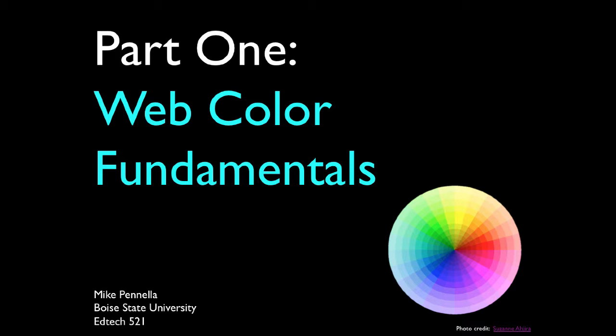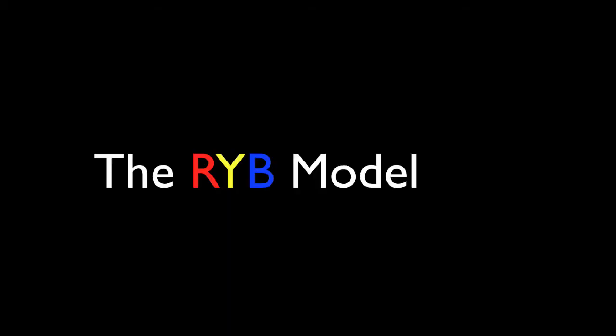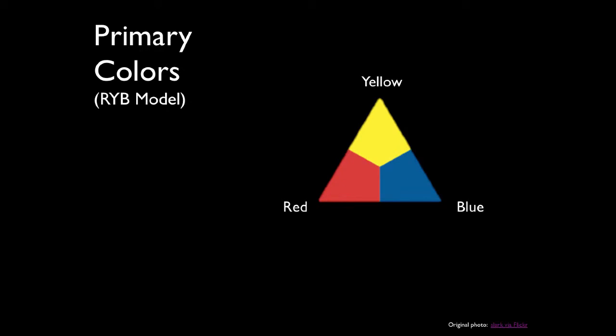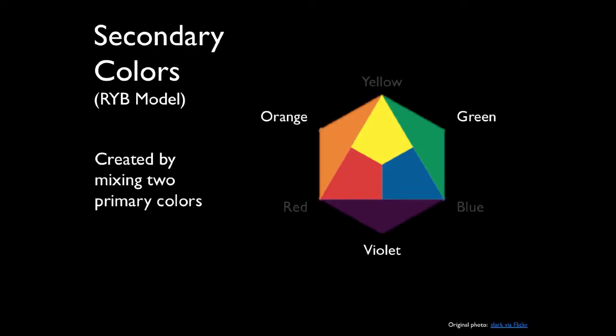The best place to start is usually with what most people know, and for most of us, that's the color model that we were taught back in elementary school, namely the red, yellow, blue model. So if you recall, you have your primary colors of red, yellow, and blue, and you can combine those primary colors to create your secondary colors. So for example, red plus yellow gives you orange, or yellow plus blue gives you green.